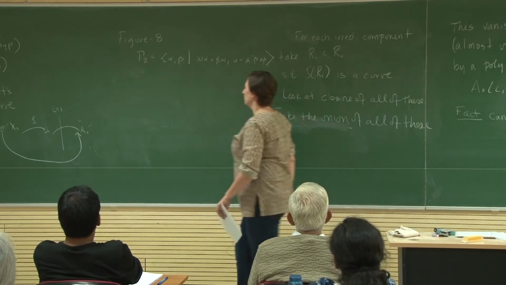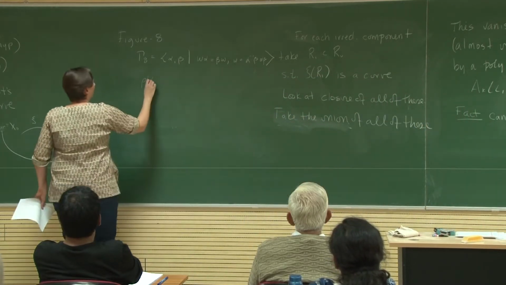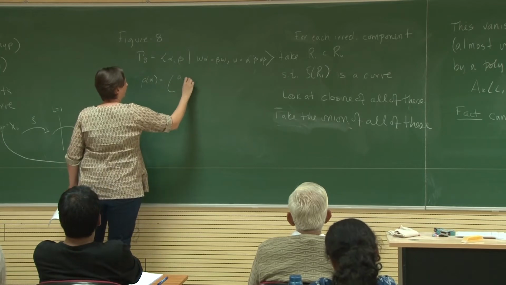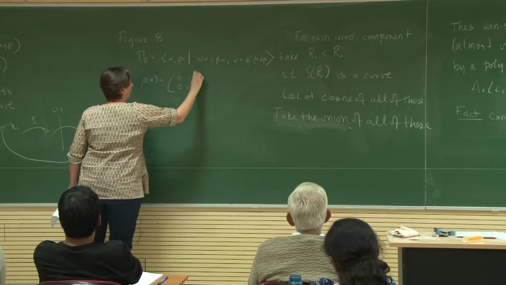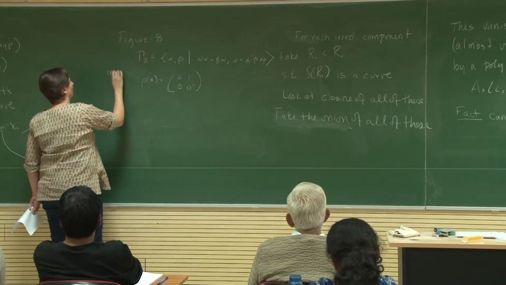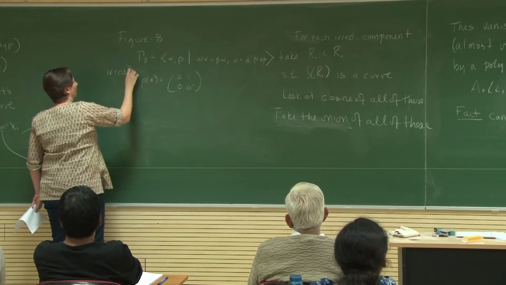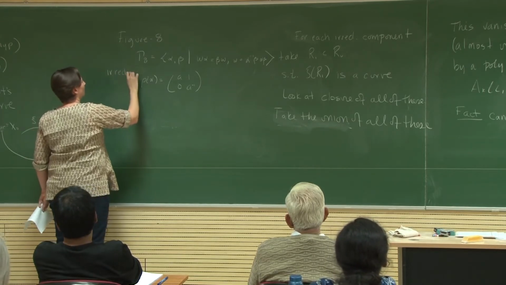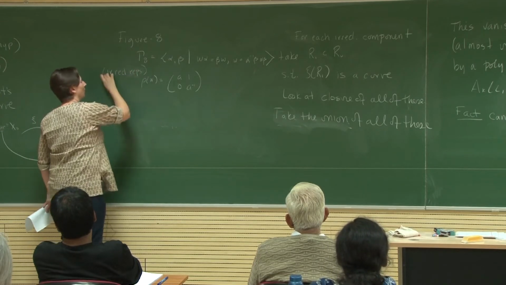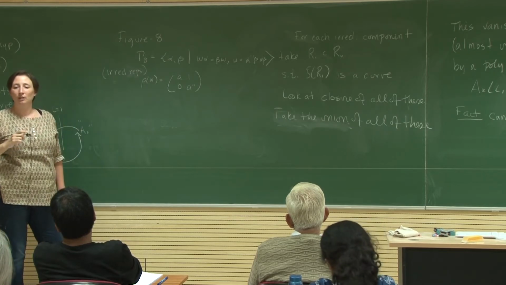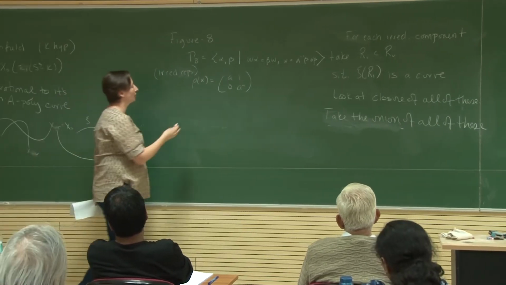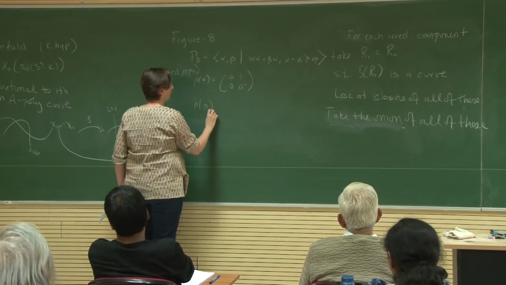Then we already knew that I could take rho of alpha. I'm just going to look at the irreducible representations, because we know the reducible ones are going to go to L equals 1. Okay, so I can take rho of alpha and rho of beta like this.